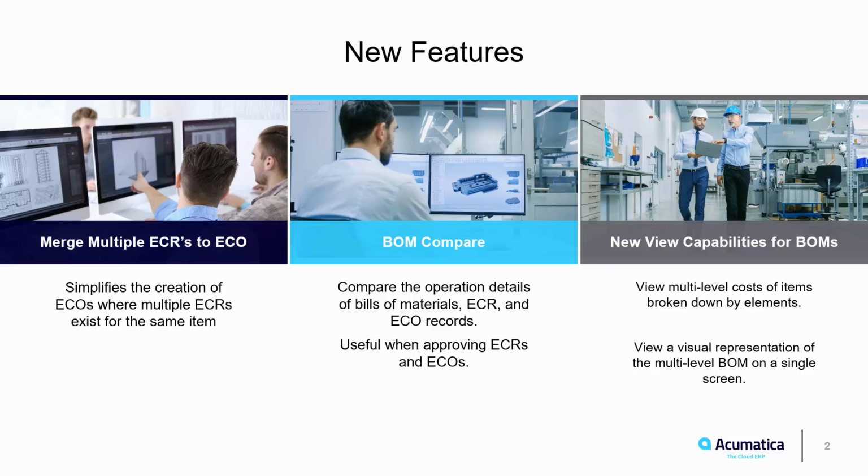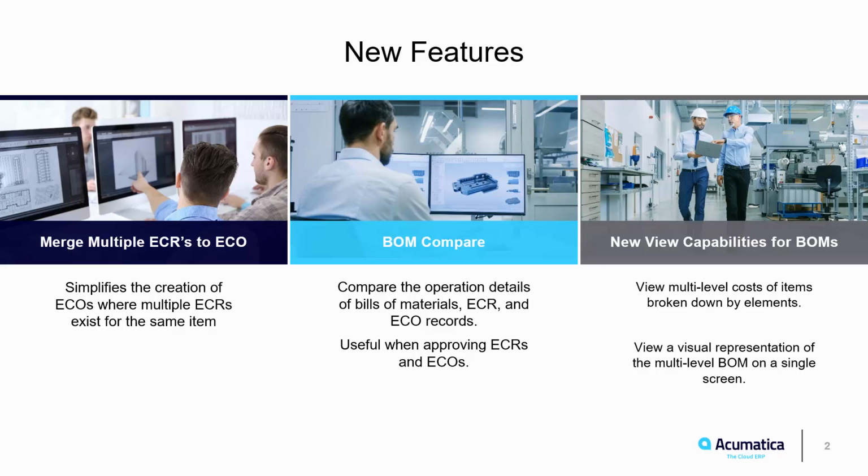For engineering change control, we now have the ability to merge multiple engineering change requests into a single engineering change order. This allows users to create the engineering change orders with minimal keystrokes when multiple engineering change requests exist for the same item. With the new BOM compare form, we can compare two different bill of material records. This feature is useful when creating or approving engineering change requests and engineering change orders. It's also useful when you just want to compare the bill of material between two different items.